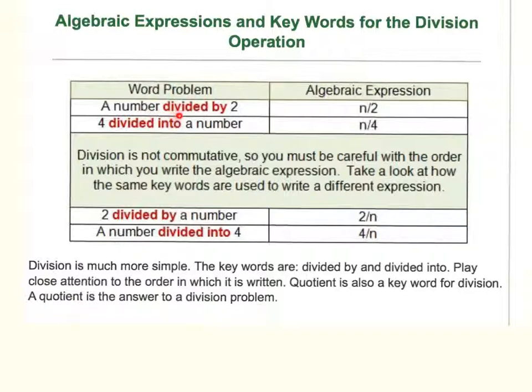So here we have a number divided by 2. That'd be n over 2. You can write it as a fraction, n divided by 2. 4 divided into a number, so that means the order is different there because it'd be n divided by 4. Down here we have 2 divided by a number, so 2 divided by n. A number divided into 4 would be 4 divided by n. So again, pay attention to the order of the words.